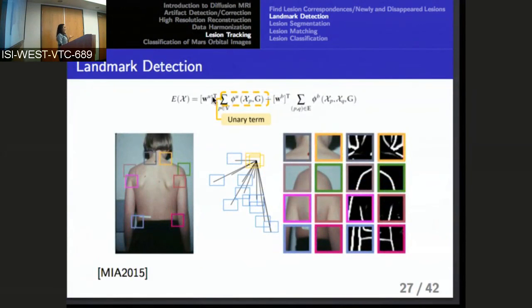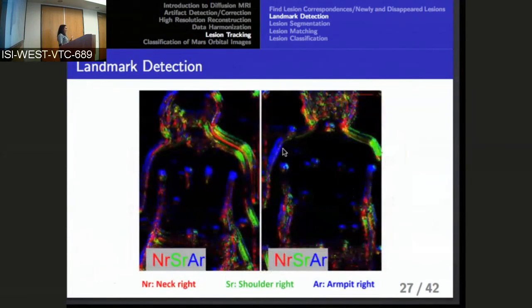Our objective function to perform this landmark detection has unary and binary term, and for the unary term, what we did was that we did feature engineering and extracted lots of different features, like local binary patterns, wavelet-based features, and then train a random forest classifier 8 times because we have 8 landmarks. So at the end of the day, at this stage, for each voxel, we would end up with some probabilities, and those probabilities would say, what is the probability of this pixel belonging to, for example, neck right? Those probabilities for neck right are encoded to the red channel, and we do this for all other landmarks.